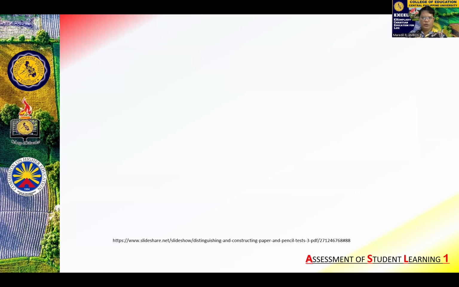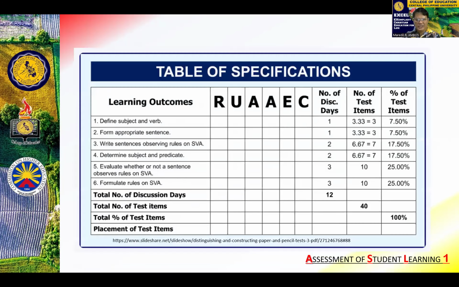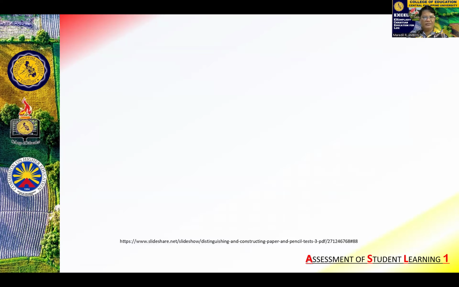Okay, the next is you need to compute for the percentage of test items. So the formula is the number of test items over the total number of items times 100. So supposing you have three, which is the number of test items, over 40 times 100. So you have 7.5 for learning outcome one, the same with two. For learning outcome three, you have 17.5, the same with four. And for learning outcomes five and six, you have 25 percent. So the total is 100.